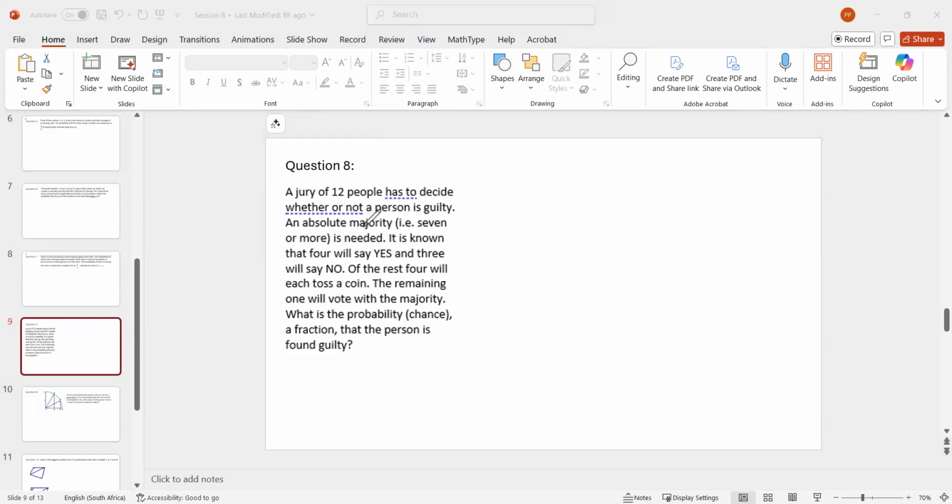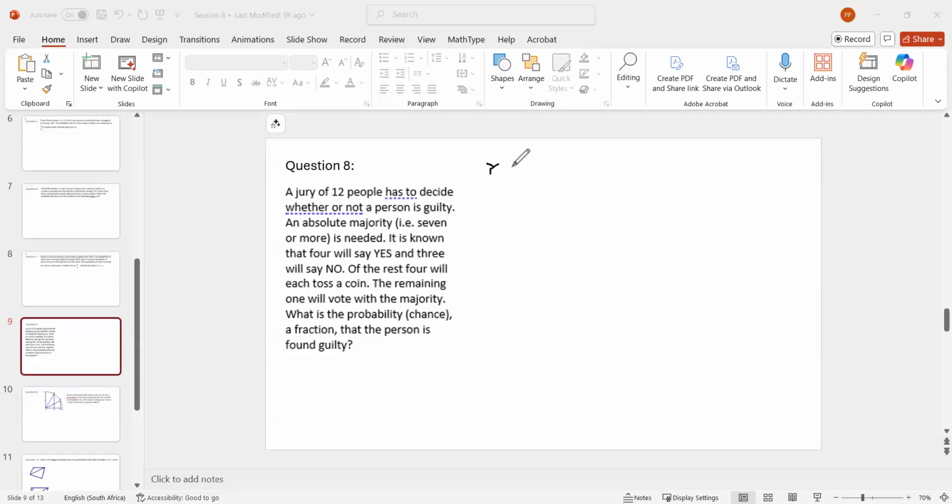So it says here an absolute majority. Right? You've got 12 people. So if it's 6-6, then it's not an absolute majority. Right? It's a drawn case. They probably have to go back and decide again. But for a majority, you need to have 7 people say the same thing. 7 people say not guilty, then that becomes the verdict. Or 7 people say guilty, and that becomes the verdict. Okay. Now, it is known that 4 will say yes.